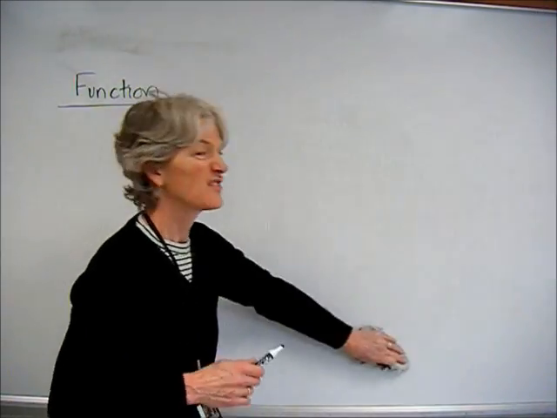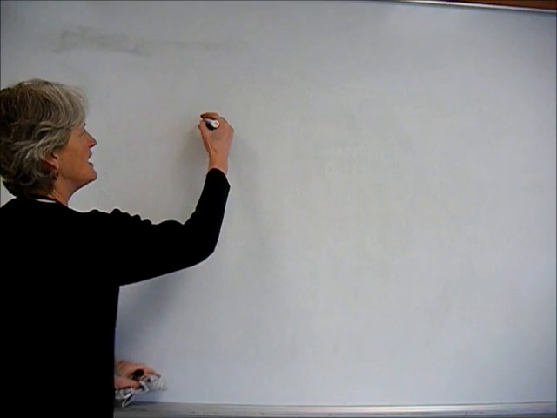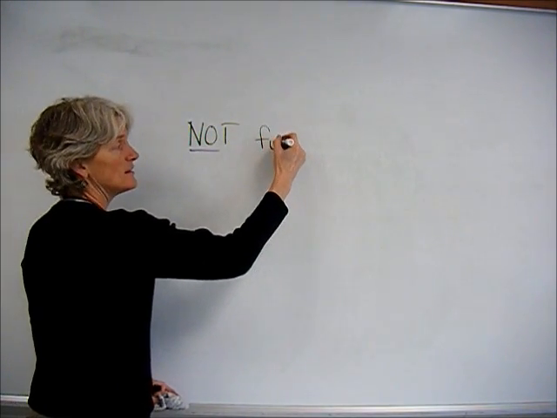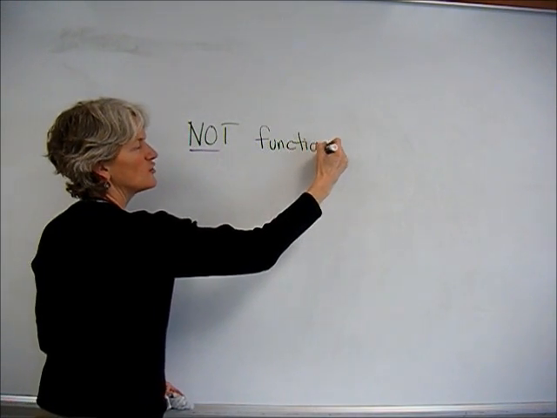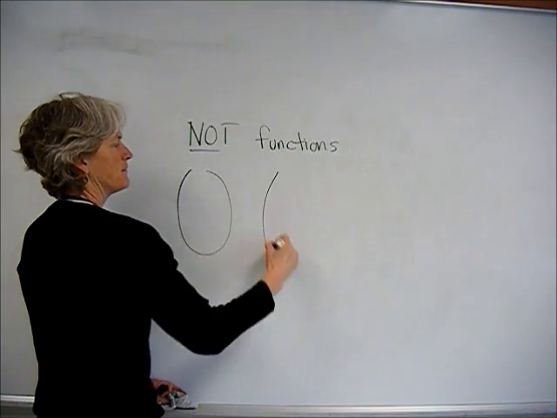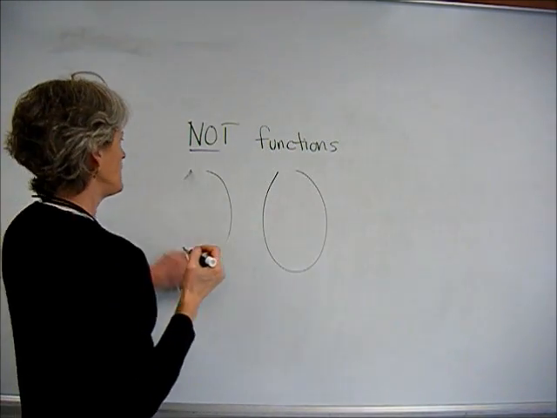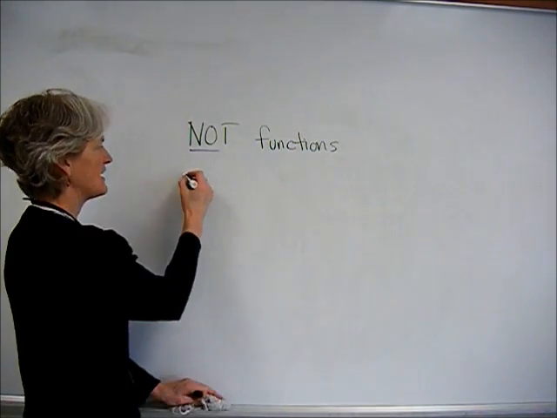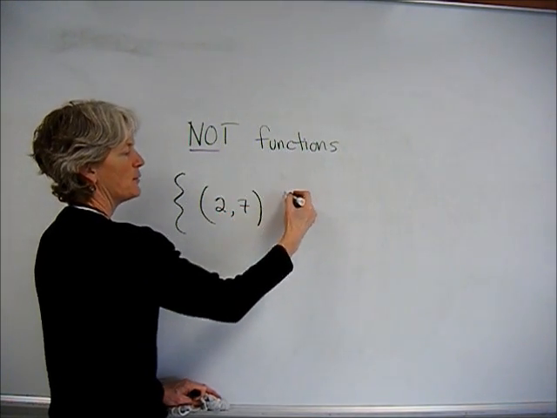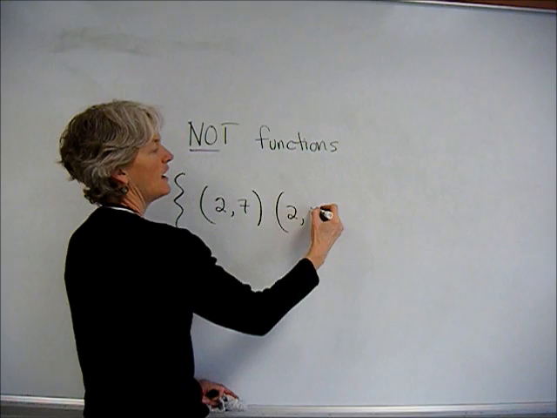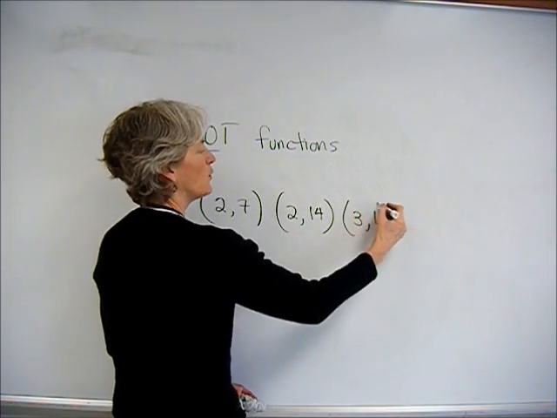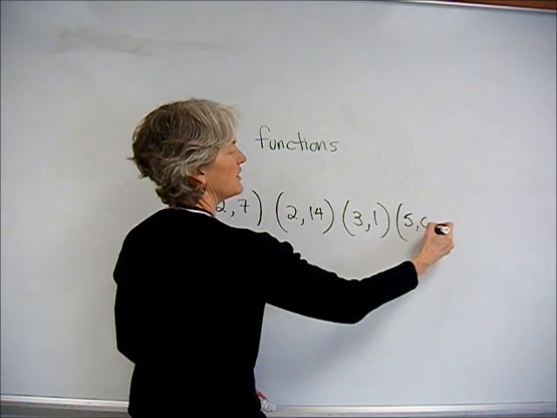Okay. These are some counterexamples. These are not functions. They're still relations, still a relationship between two numbers, but these are not functions. We already looked at one of those. Let's look at a set of ordered pairs. I put in a 2, I get out a 7. I put in a 2, I get out a 14. I put in a 3, I get out a 1. I put in a 5, I get out a 0.